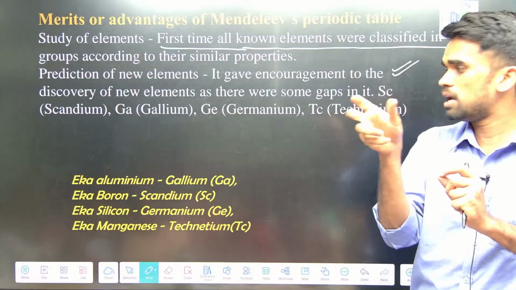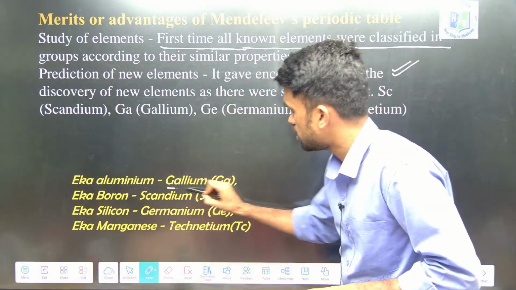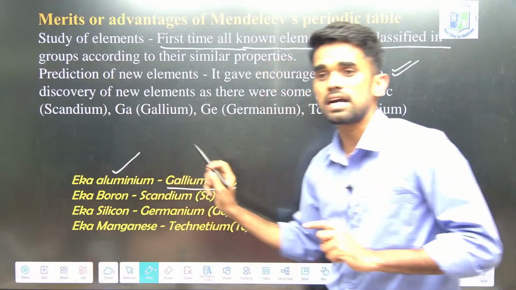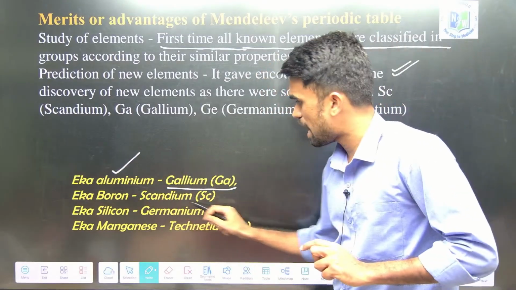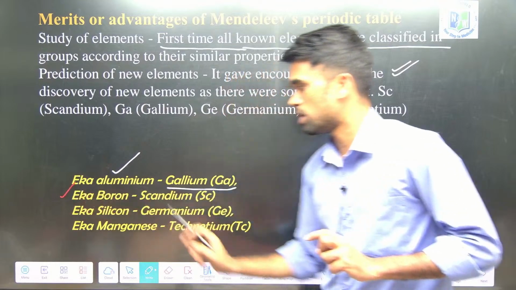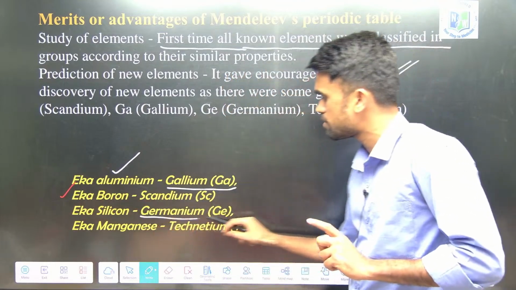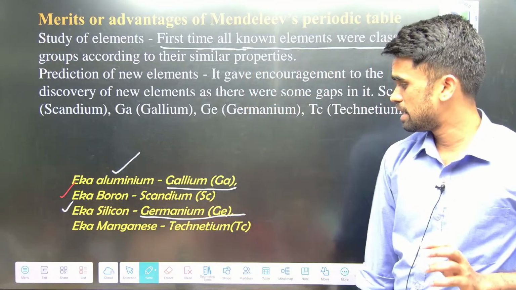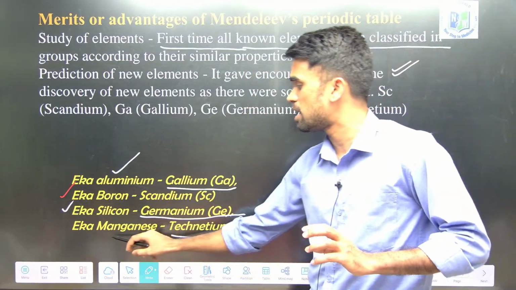So what did he name them? For gallium, which at that time was not discovered, he mentioned it as Eka aluminium. For scandium he said Eka boron. For germanium he said Eka silicon. For technetium he said Eka manganese.